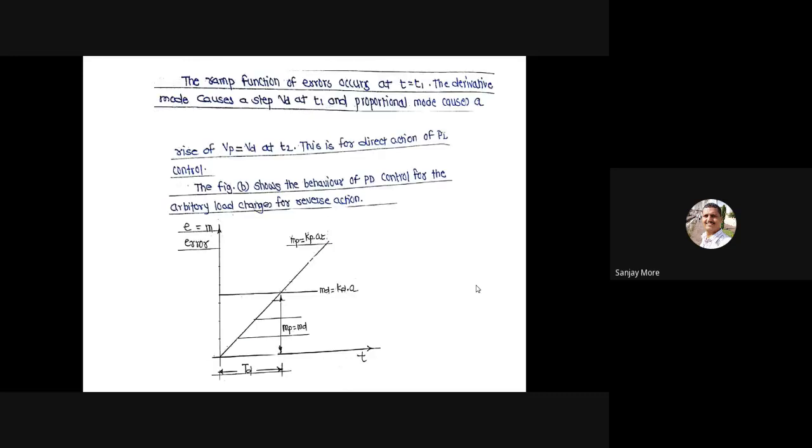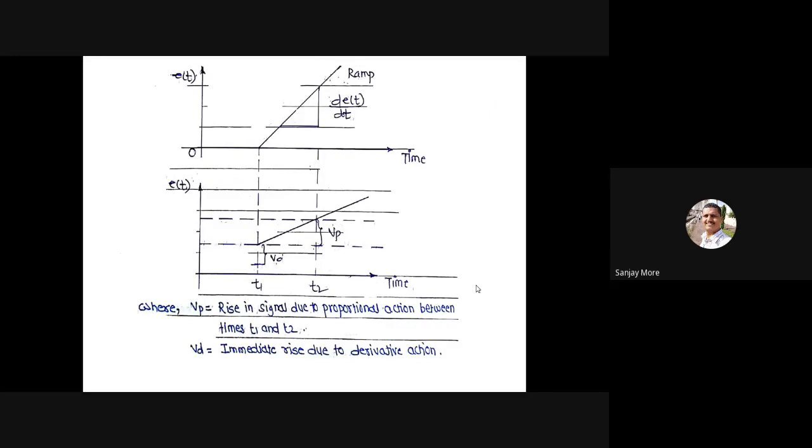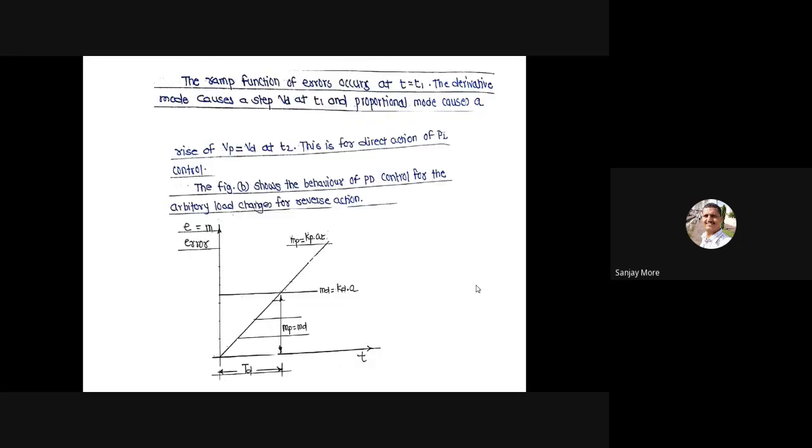Then write down: the ramp function of error occurs at t equal to t1, and the derivative mode causes a step Vd at t1, and the proportional mode causes a rise of Vp equal to Vd at t2. Therefore Vp is equal to Vd at t2. This is for direct action of PI control.